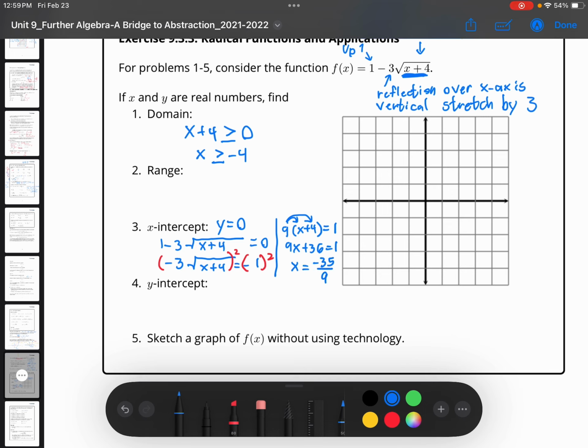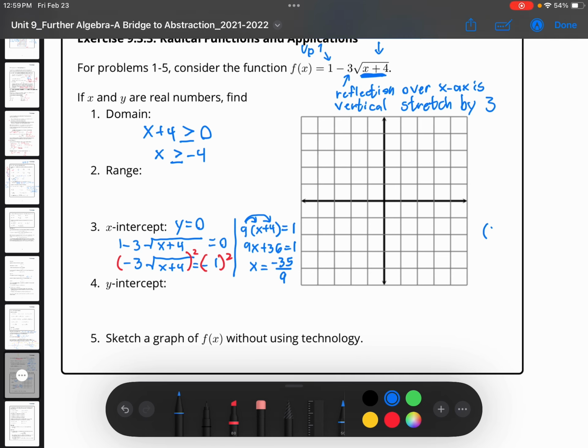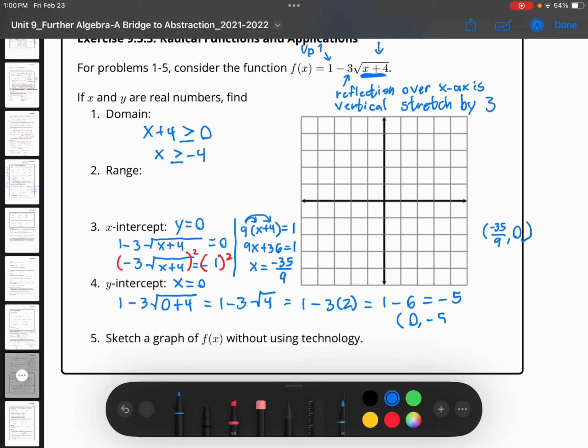So this would be -39, -35 over 9. So my x-intercept, which is not pretty, is -35 over 9, which is almost 4, like that. Now my y-intercept, remember, we're going to set x equal to 0, and that is much easier. I'm going to plug in a 0 for x. That would give me the square root of 4. The square root of 4 is just 2. 2 times 3 is 6. So this answer would be -5. So my y-intercept would be (0, -5).